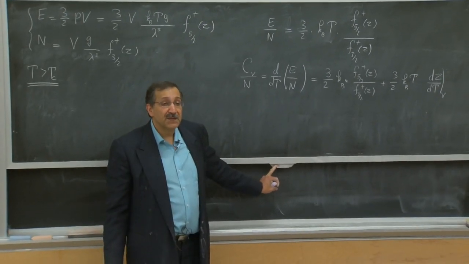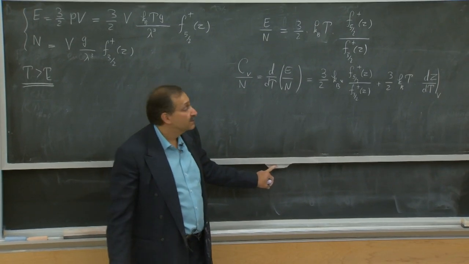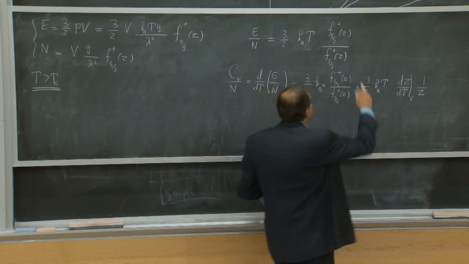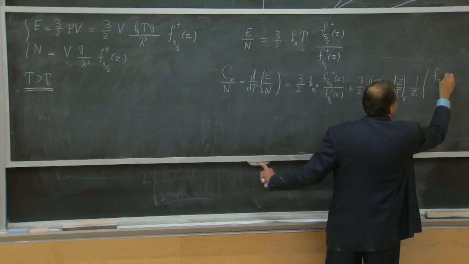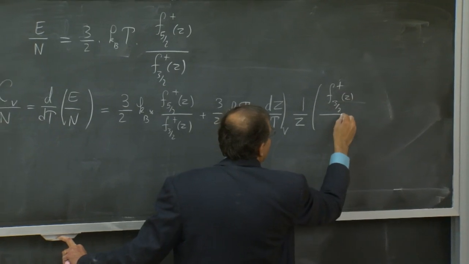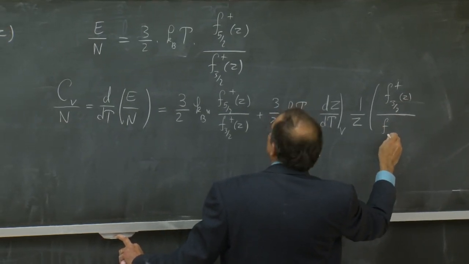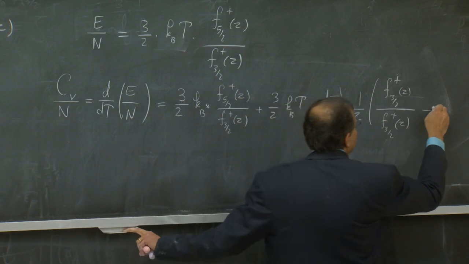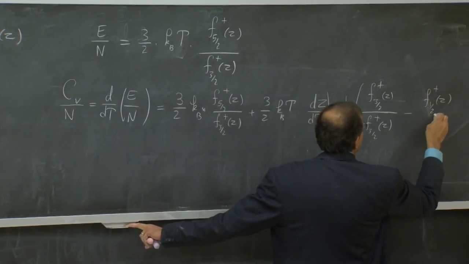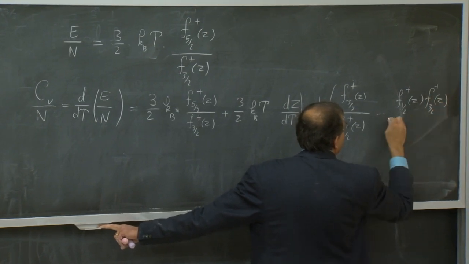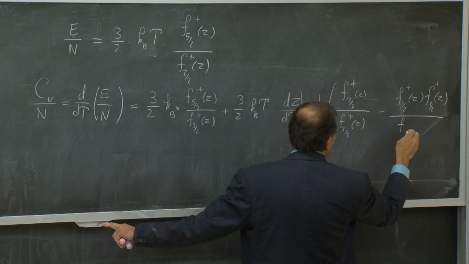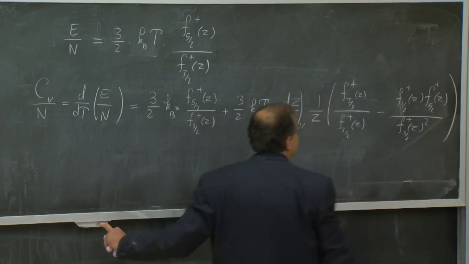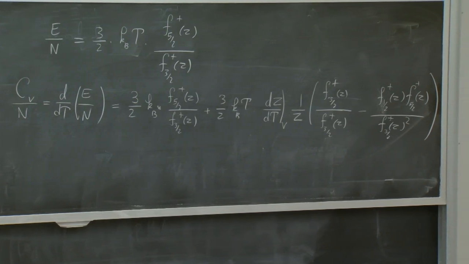Now, when I take derivative with respect to z, I know that I introduce the function with one lower derivative up to a factor of z. So I divide by z. And then the derivative of the numerator is f 3/2 plus divided by f 3/2 plus in the denominator, minus the derivative of the denominator, which is f 1/2 plus of z times the numerator, divided by f 3/2 plus of z squared.